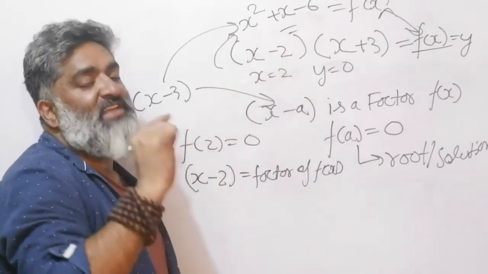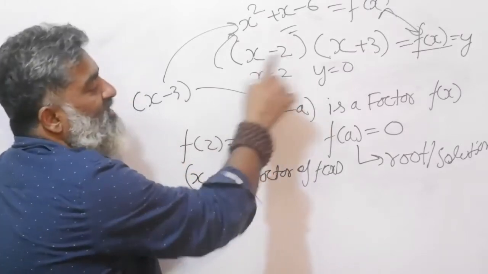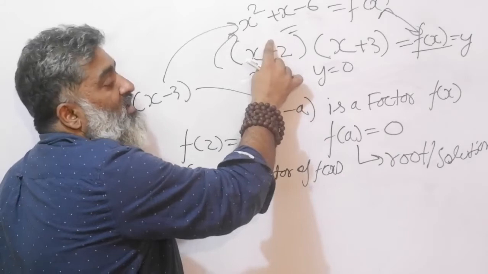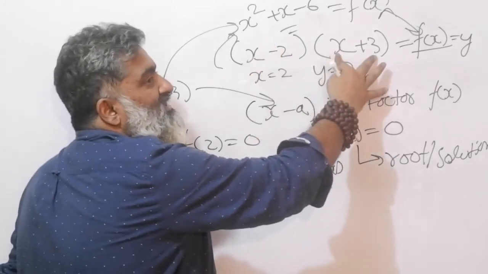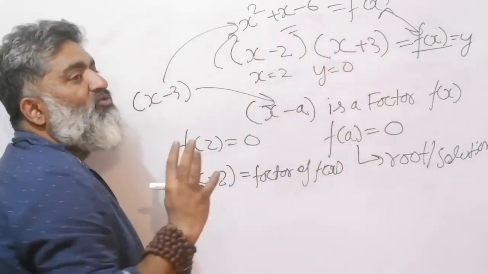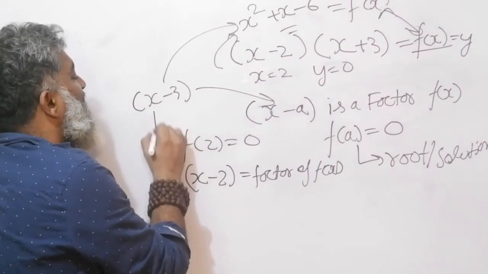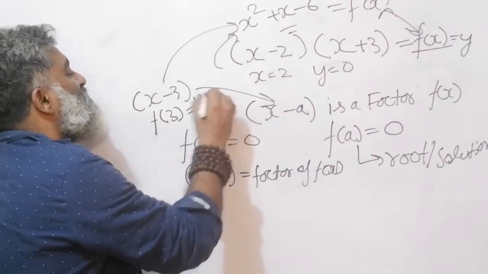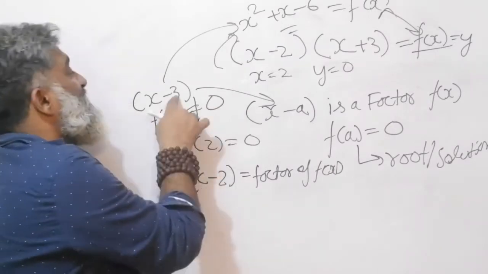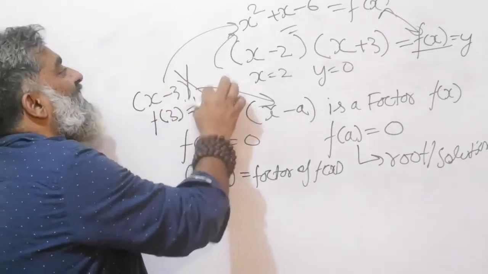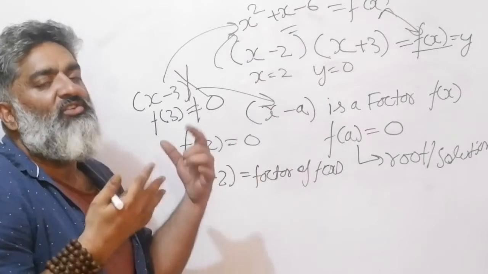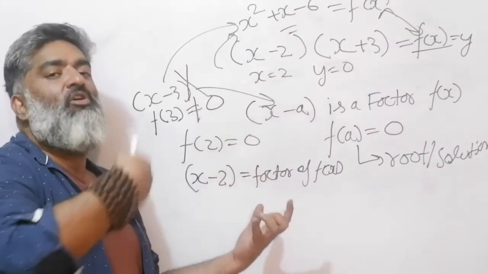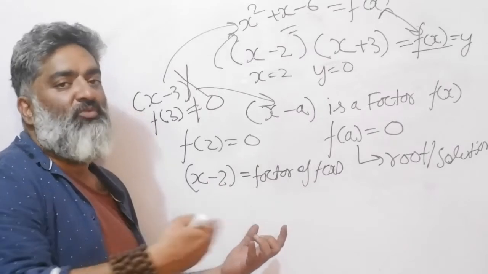Please stop, pause, calculate by yourself as well, because I'm not writing down everything right now. 3 minus 2 is 1 and 3 plus 3 is 6. 6 into 1 will give you a 6. That means at x equal to 3, this is not equal to 0. That means this is not a factor of this expression, which I already know anyway, right? So we are trying to understand what we have already seen, which is just an input-output game.